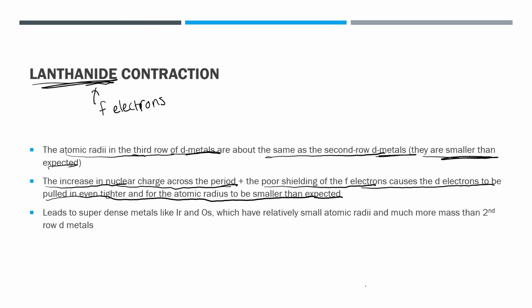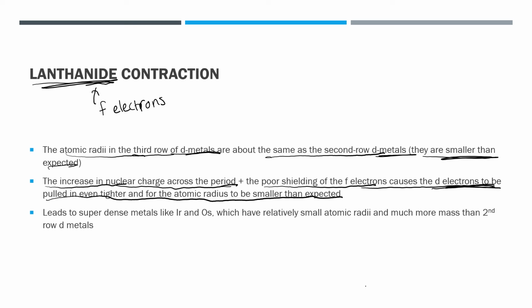So what exactly does this mean? When we're looking at this third row of d metals, we have a huge increase in nuclear charge from the second row d metals, right? Because there are many more protons in the nucleus, but also because of these lanthanides with f electrons, we have really poor shielding by the f electrons. That basically means that the f electrons don't block out the nucleus's effect, and the high effective nuclear charge causes these d electrons to be pulled really close to the nucleus. So the d electrons are pulled really tight, and due to this, the atomic radius is smaller than expected. So the second row is basically equal to the third row in terms of size.